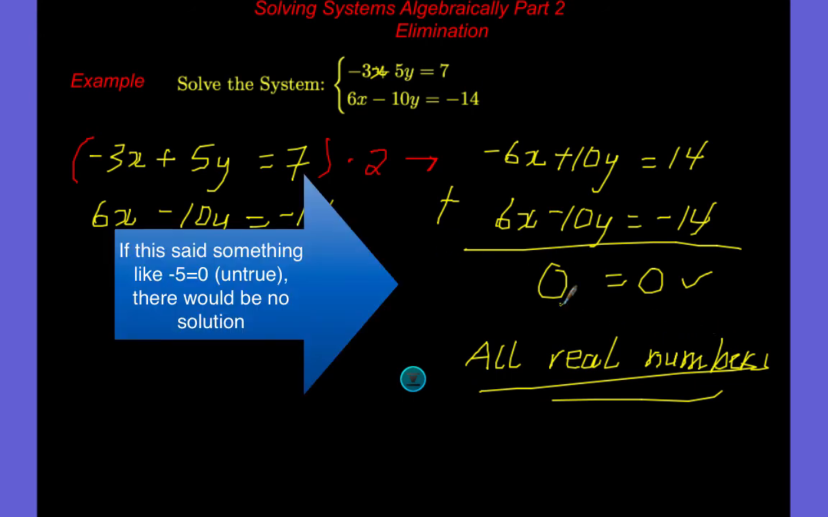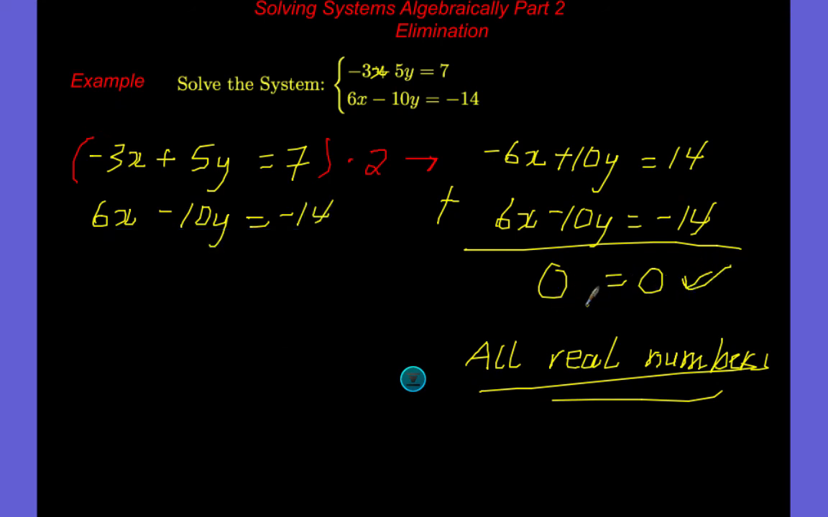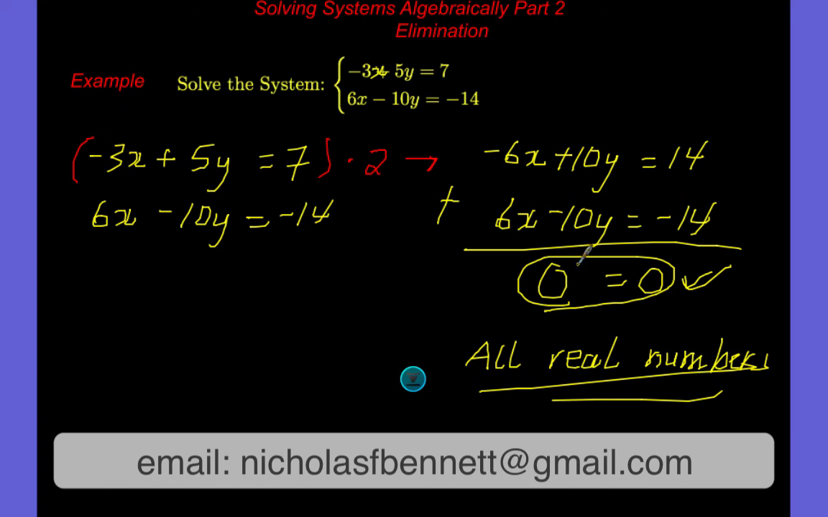Now, if you get something similar to this where you have a number like 0 equals 0, this is a true statement. But if we get something like negative 3 equals 2 or negative 3 equals 0, when this statement doesn't match up, that means the lines are parallel and there'd be no solutions. So this is how we solve systems algebraically using elimination.